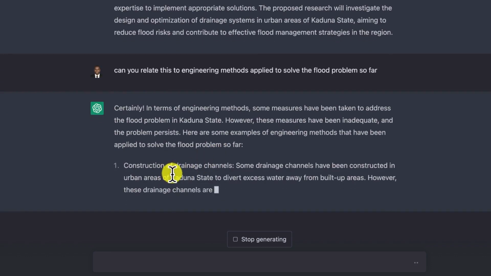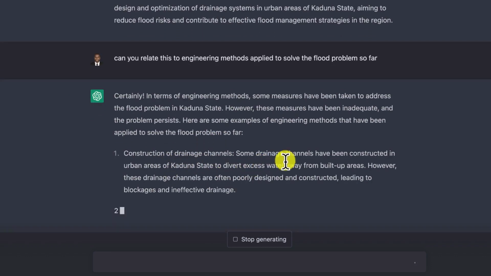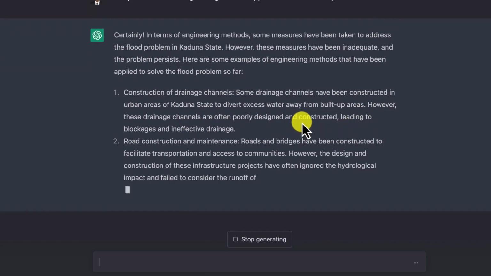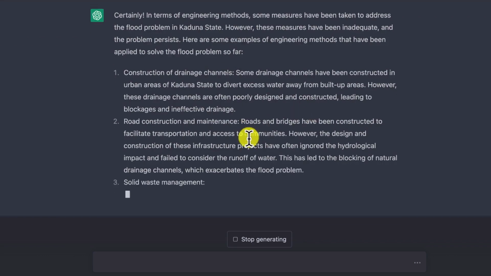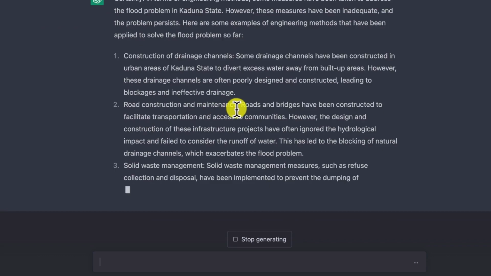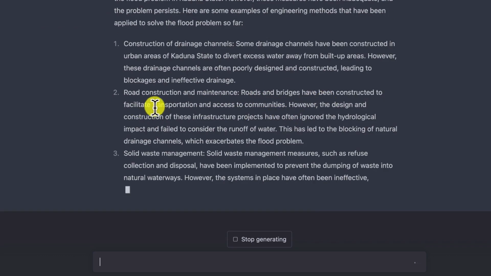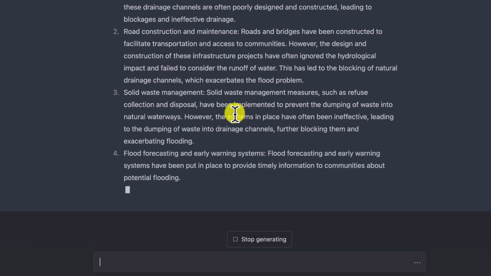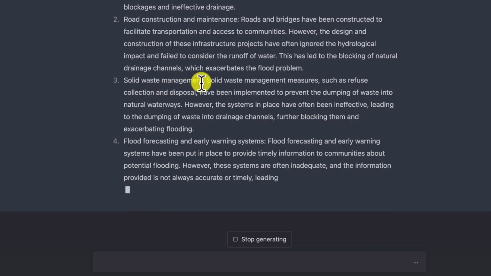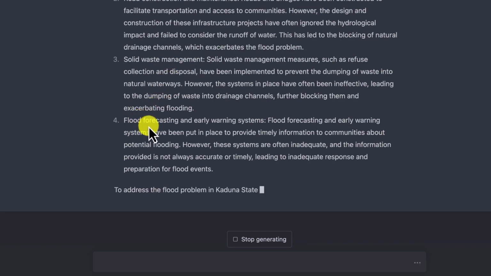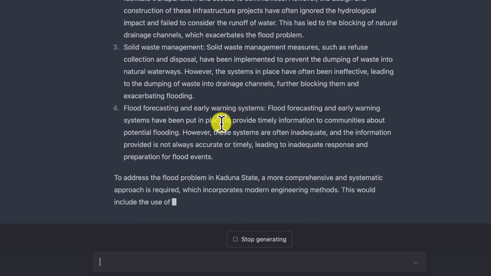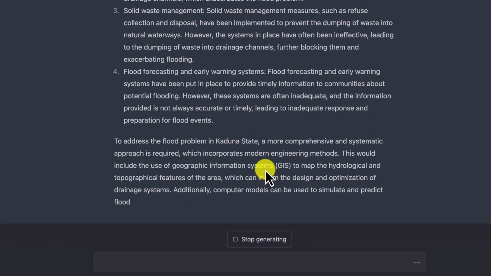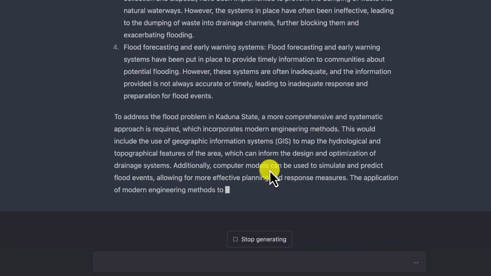So for example, it gives you some of the construction of drainage channels. Some drainage channels have been constructed in urban areas. So drainage channels have been constructed as part of the engineering methods to curtail this flood problem. And then you can see road construction and maintenance. Roads and bridges have been constructed to facilitate transportation. Now, if you want to go very specific, also you can ask it to be specific about a particular location within Kaduna State. Okay, solid waste management has also been taken into consideration. Flood forecasting has also been taken into consideration, and warning systems, as well as the incorporation of GIS and all this, have been taken into consideration in Kaduna State to solve this flood problem.